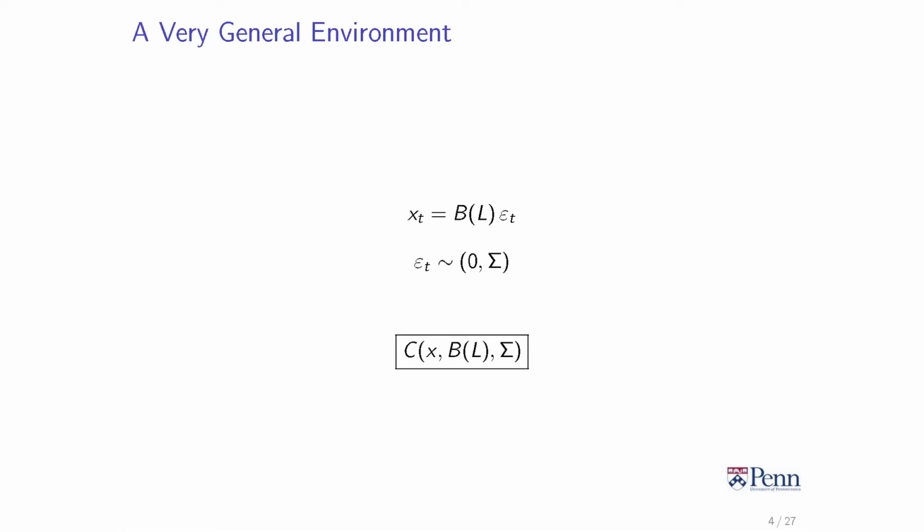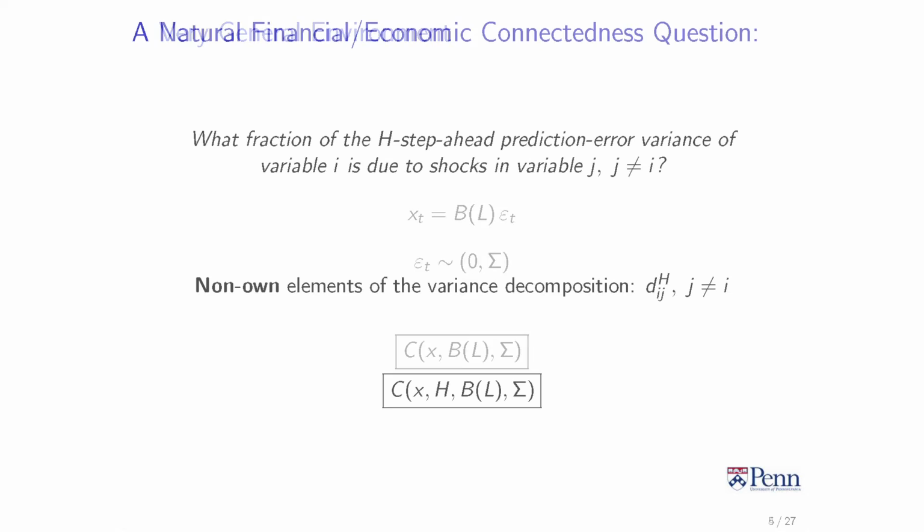Okay, and we're going to do a very precise definition, certainly not the only thing that one might do, but we find it very flexible and also very familiar to economists. And it's based on answering questions that economists care a lot about, and that is variance decompositions. Okay, so the variance decomposition question is as follows. Pick a horizon H, and we could do a whole menu of H. But you know, what fraction of H step ahead prediction error variance of variable I is due to shocks originating not in variable I, but in variable J? And we could do that for any or all I and J that we care to look at.